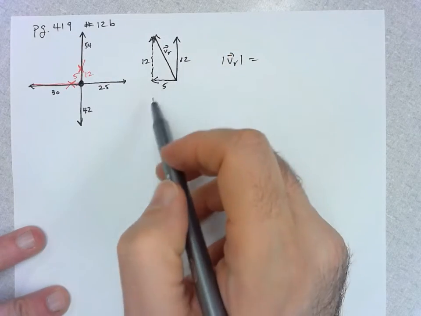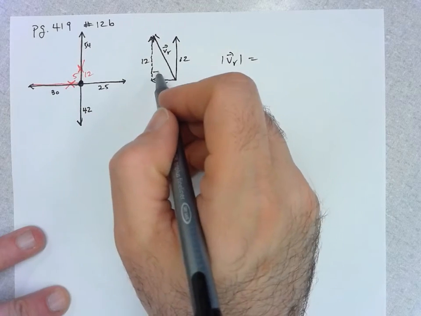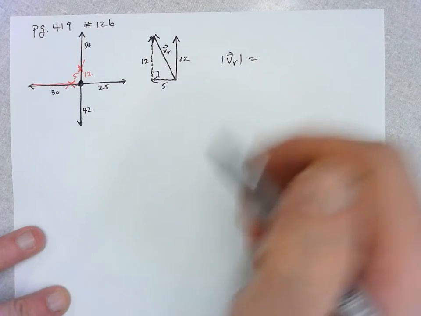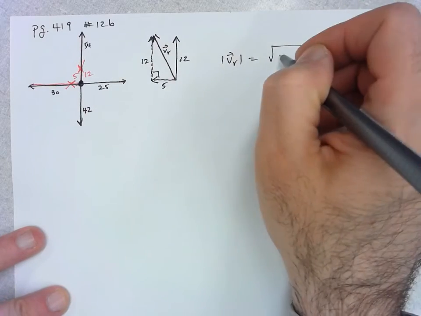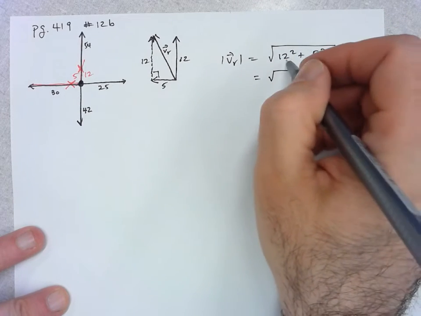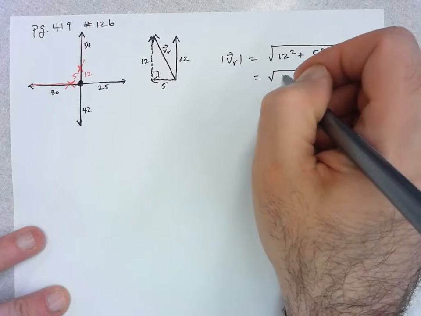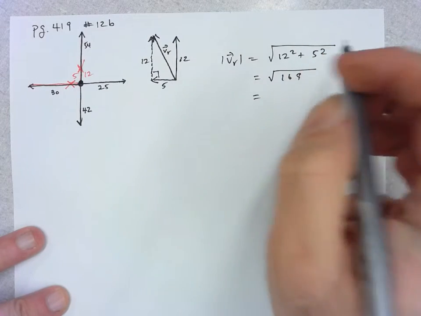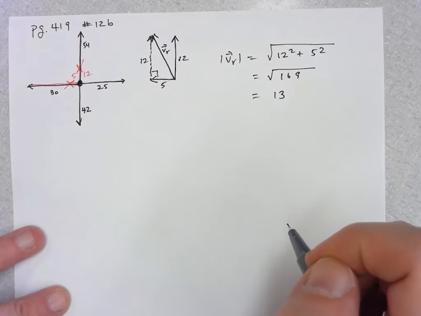Okay, so let's start with the magnitude of the resultant vector. I'm going to be working with this here, and I see that it's just a right angle triangle since I'm working with west and north. So it's just going to be the square root of 12 squared plus 5 squared, which is 144 plus 25 is 169. That's a nice perfect square, which is 13.